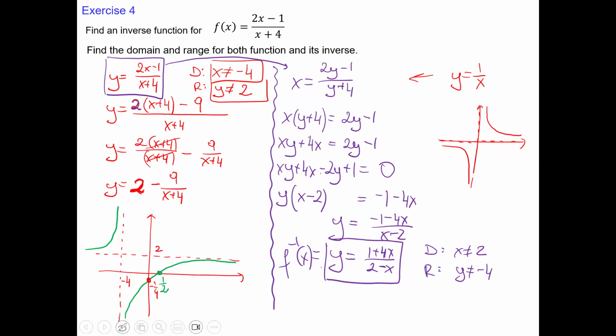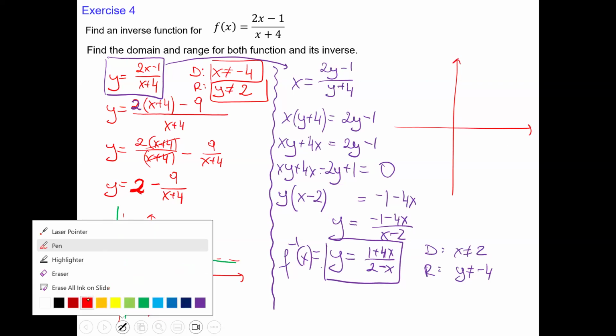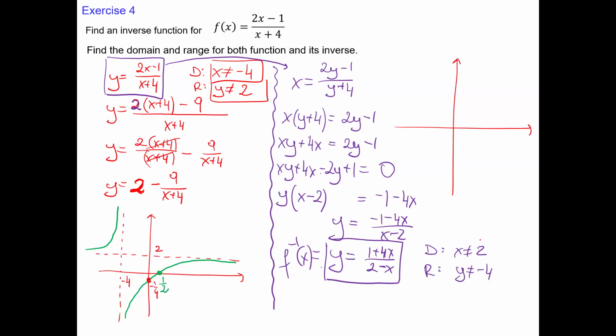I will not put it on the same xy plane. X is not 2. That means instead of the horizontal asymptote, now we have a vertical asymptote at 2. We had a vertical asymptote at negative 4, and now it will be the horizontal asymptote at negative 4. Beautiful.